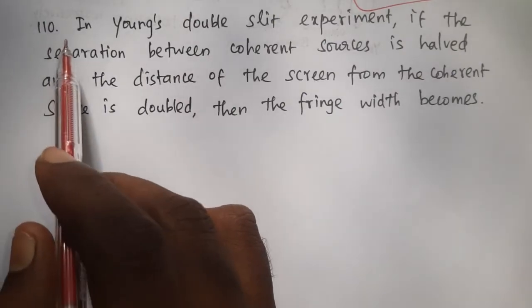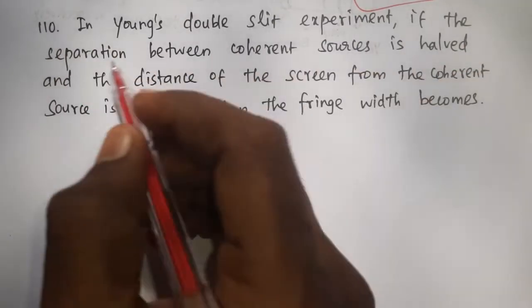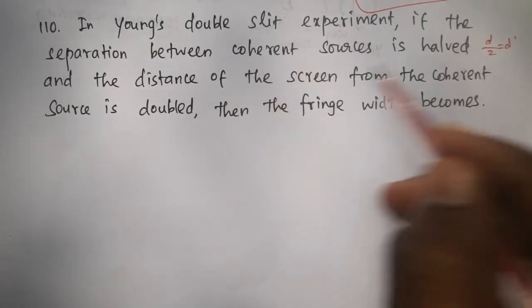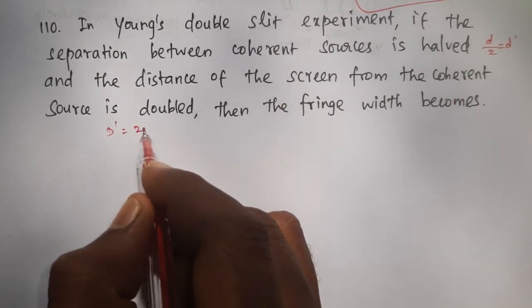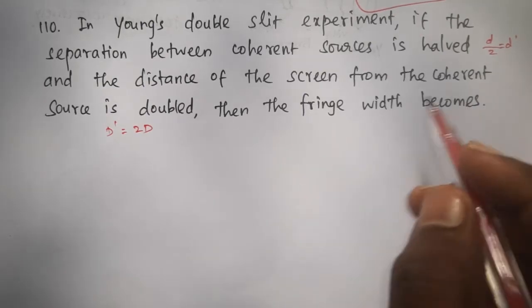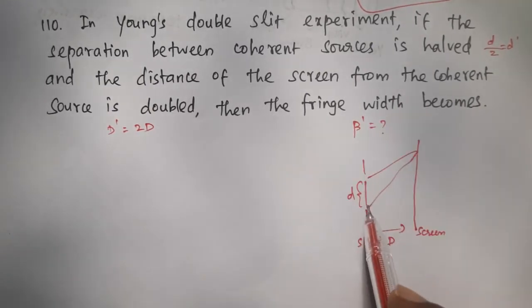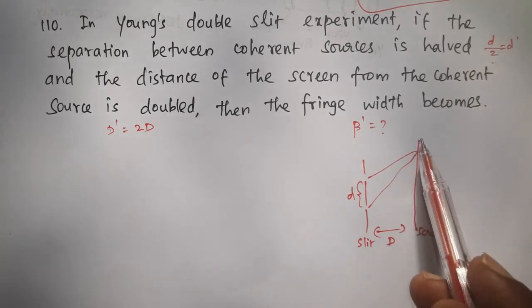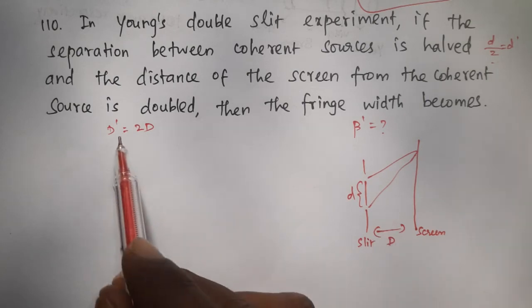Question number 110. In Young's double slit experiment, if the separation between the coherent sources is halved, so the separation between the coherent sources is d by 2, that is d dash. The distance of the screen from the coherent sources is doubled, so D dash is equal to 2D. Then the fringe width becomes, so beta dash we have to find out. This d is the distance between the two coherent sources, which is halved. So d dash is equal to d by 2. Then the distance of the screen from the coherent sources is doubled, this D is twice, 2D.